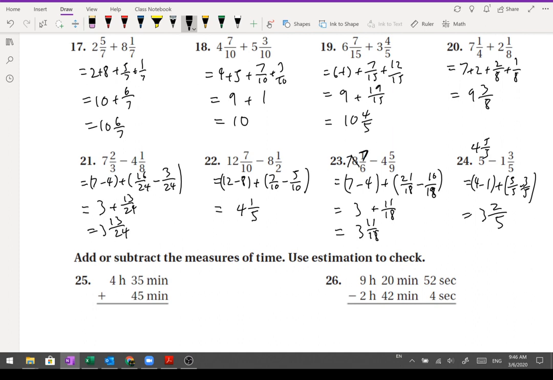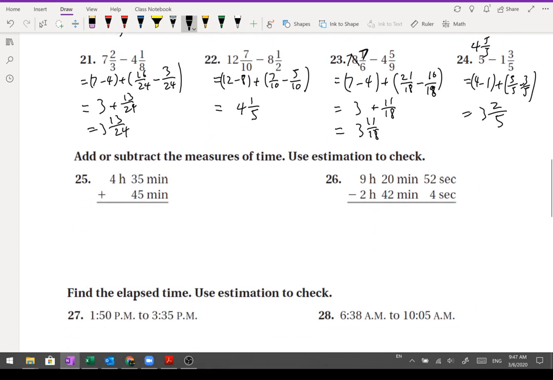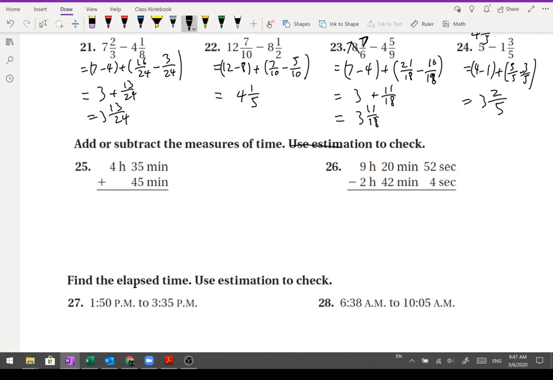So the next part will be adding and subtracting measures of time. I'm going to skip using estimation to check. We're just going to add it straight away. So 35 plus 45 will give me 80 minutes, and 80 minutes is above 60. So once I subtract 60, we have 20 minutes left. And then we have to plus 1 hour. So that's going to be 5 hours and 20 minutes.